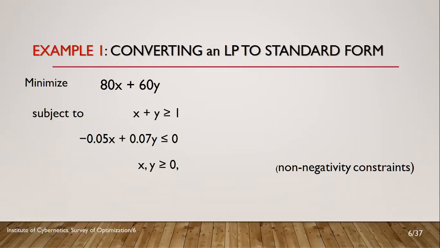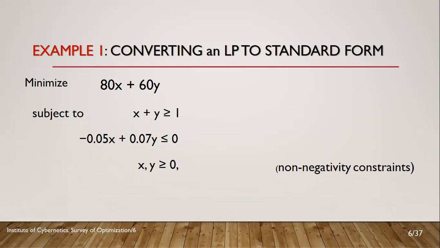Now let's consider the following example and how we practically convert an LP to a standard form. So this is an LP in the form which we are accustomed to, with two decision variables x and y, with positive coefficients accompanying each of them. Also, we have two inequality constraints and a non-negativity constraint for the decision variables.